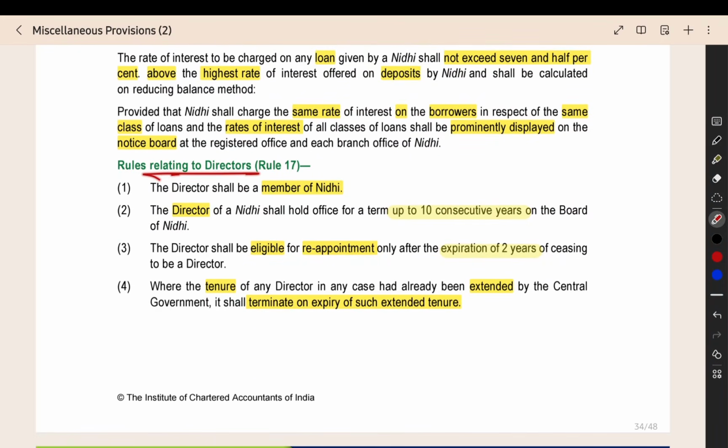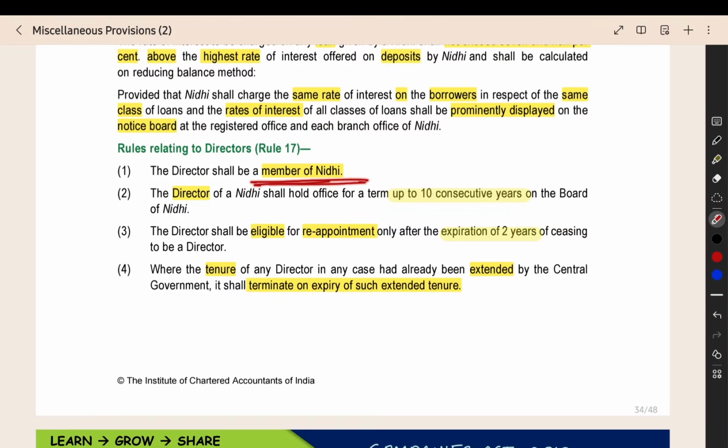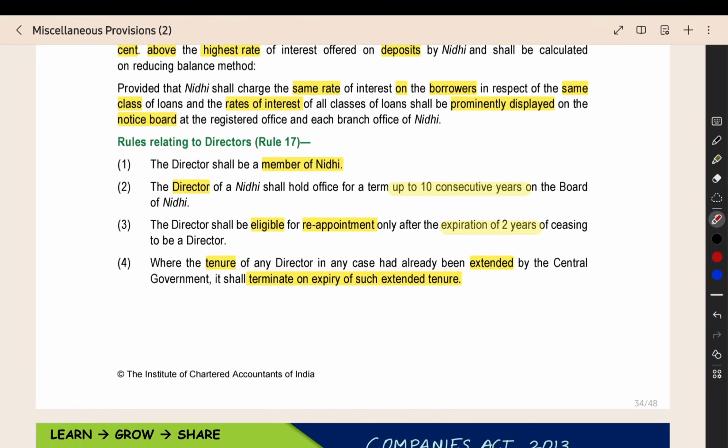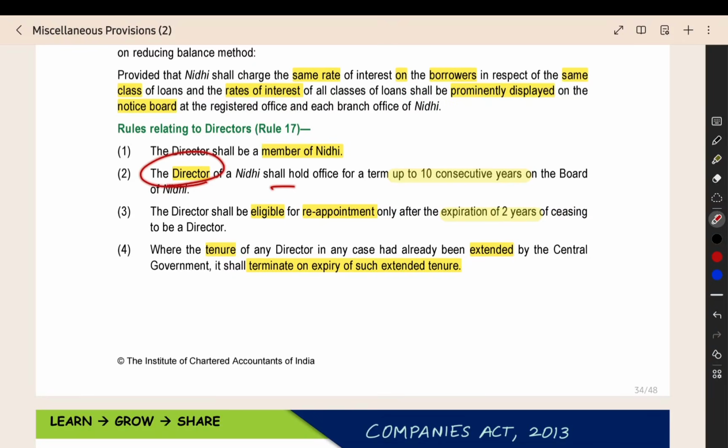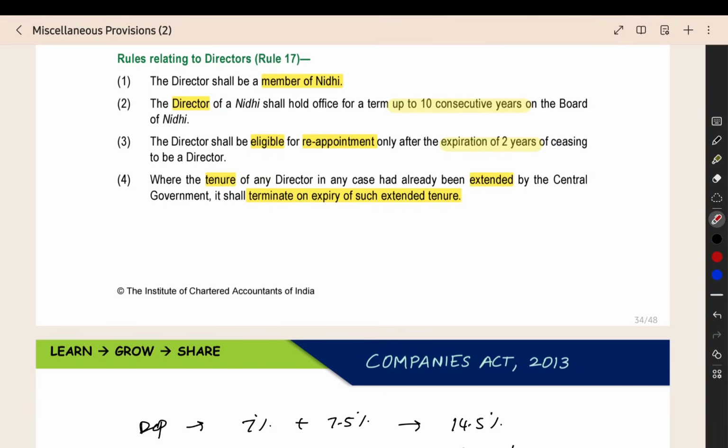Then the next thing, rules relating to director. This is from a normal point of view, you can read it by yourself. Then the director shall be a member of the Nidhi. To be a director, you should be a member, only then you can become a director. The director shall hold office for a term of up to 10 consecutive years. Up to 10 years continuously, the person can be a director.